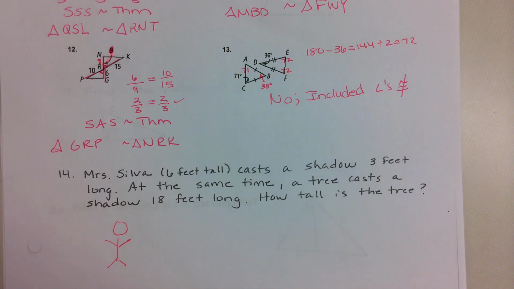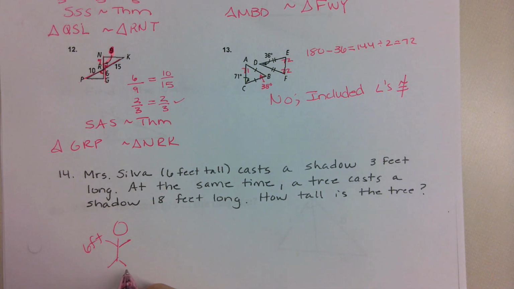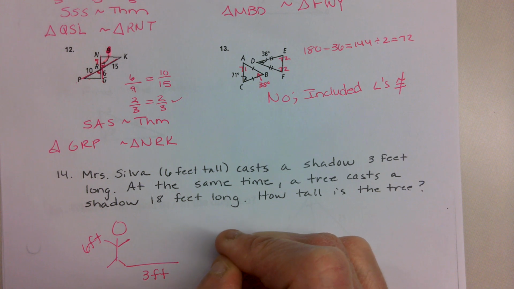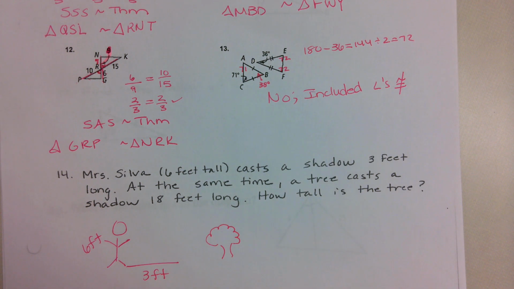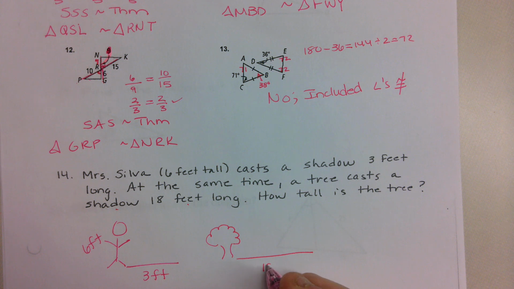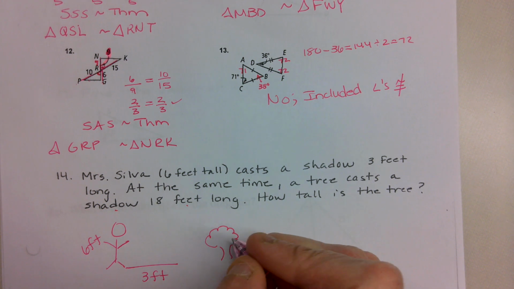She's in her pink, and she is casting a shadow. Wait, how tall am I? 6 feet, casting a shadow of 3 feet. At the same time, there's this beautiful tree. It's the only thing I can draw, is trees, and they're always so cute. And it casts a shadow of 18 feet. How tall is the tree?